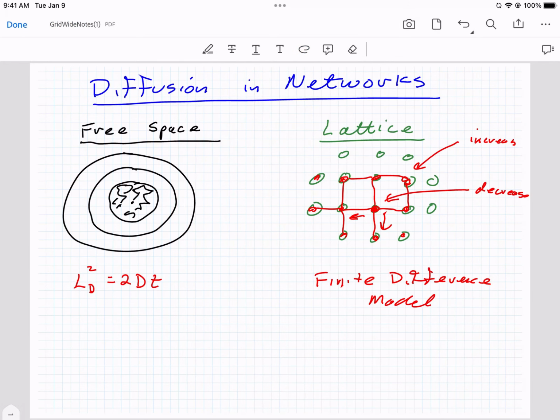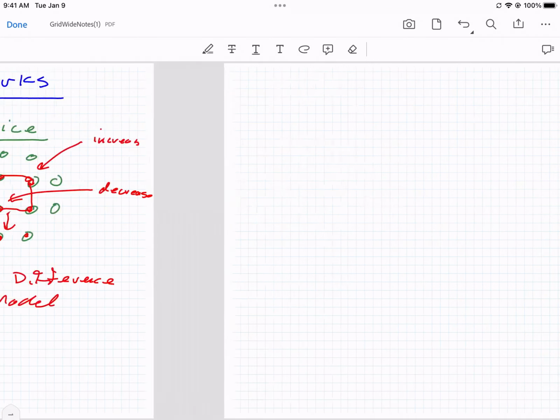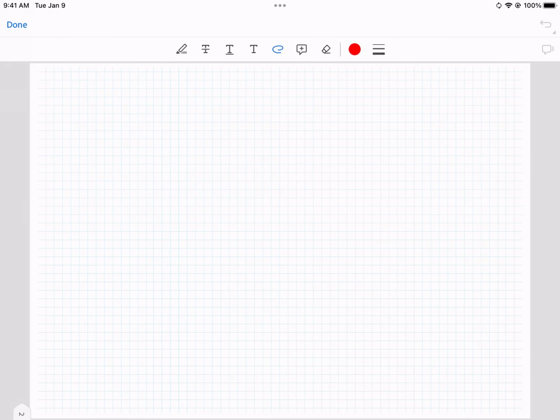And so a finite difference model is a way of taking continuous space and you make it discrete, and you can think of it as a lattice, and you can think of a concentration as being linked, or these nodes being linked to their neighbors, and the concentration is slowly diffusing away from that central node where all the concentration was put initially. And so what we want to do now is take this idea over to random networks.